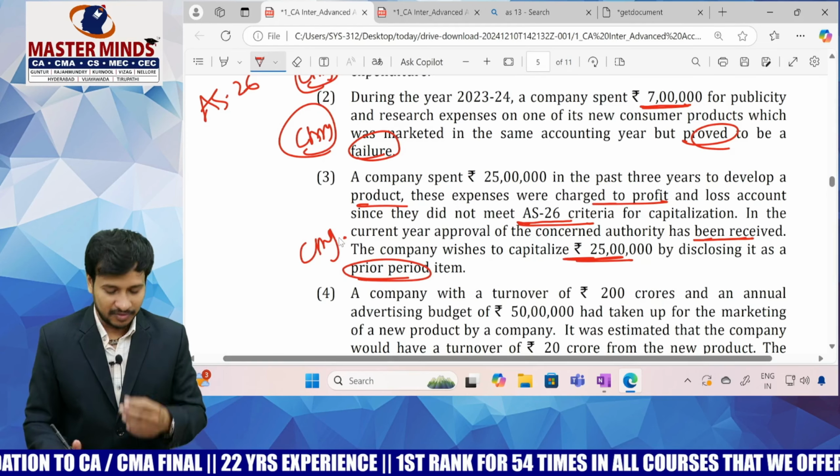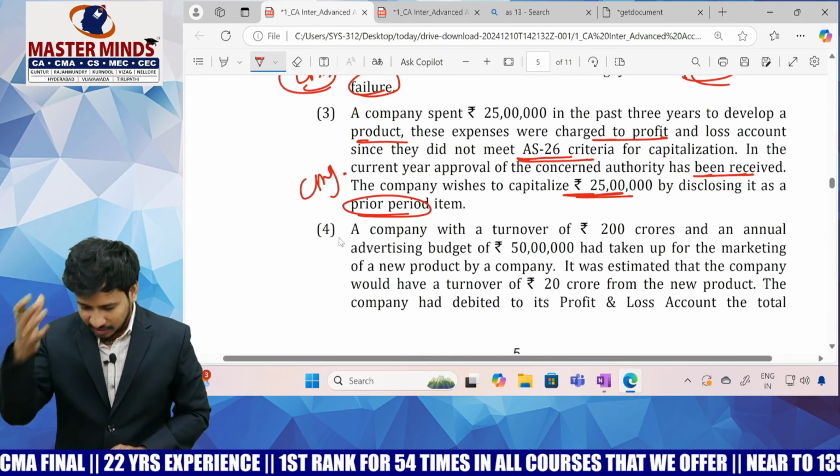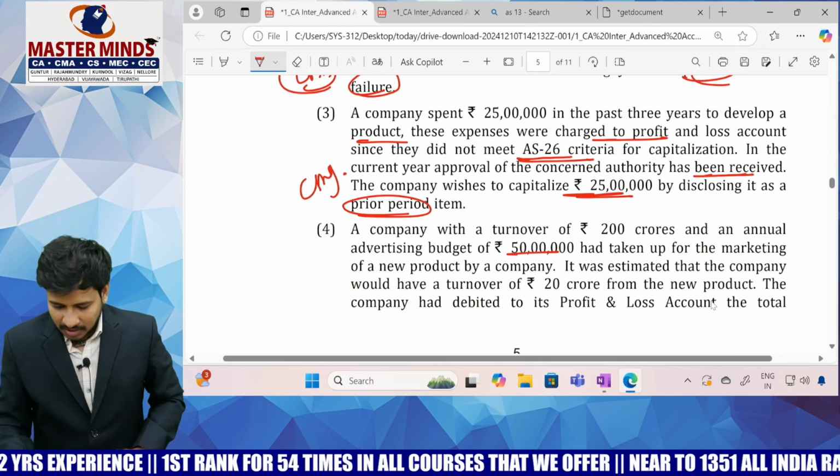And moving on to the next thing. A company with a turnover of 200 crores had gone with an annual advertising budget of rupees 50 lakhs.